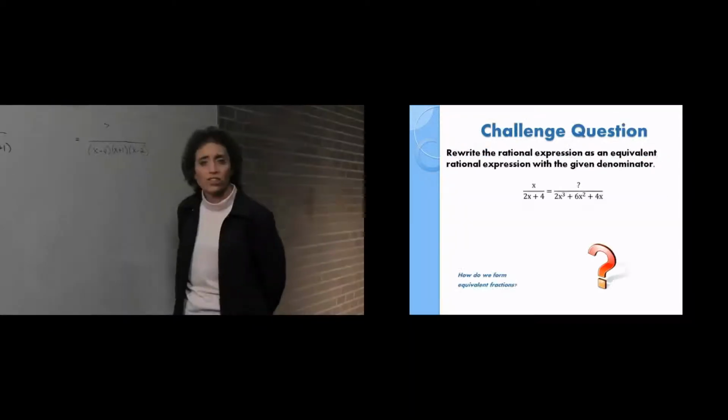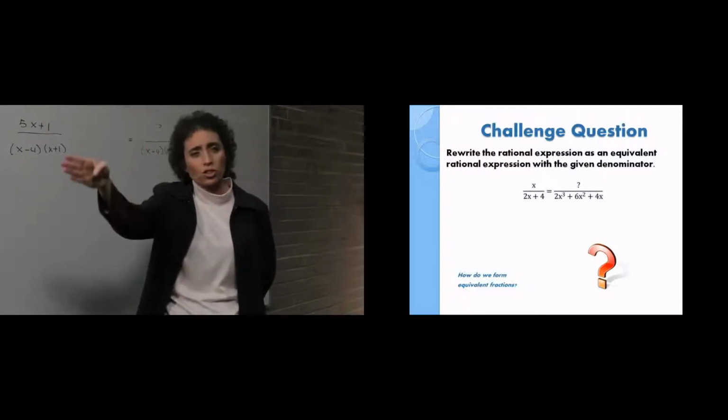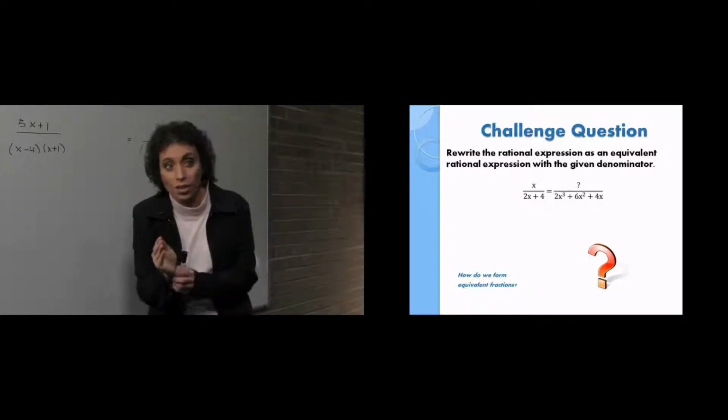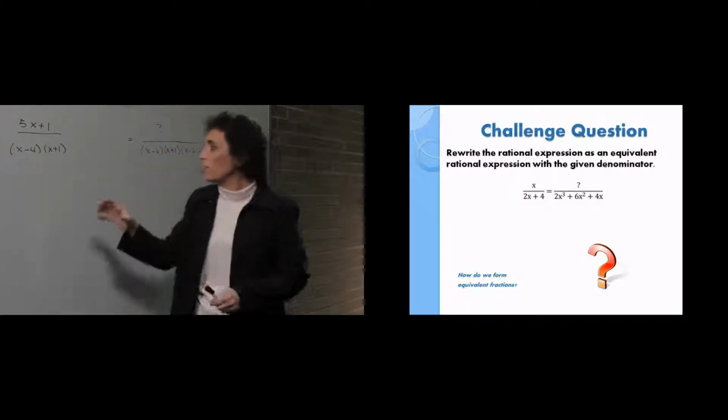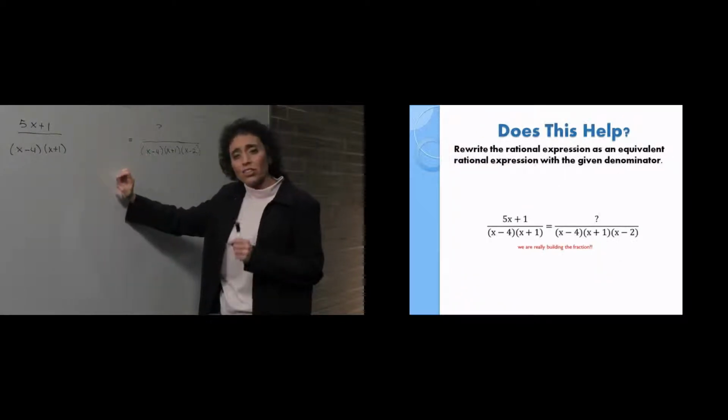Okay, if you look at the challenge question, we want to rewrite that rational expression as an equivalent rational expression with a given denominator. Well, the problem with that is that it looks really hard. So before we do that problem, I want to take a look at this problem. In this problem, it looks a little easier, and I'll show you why.